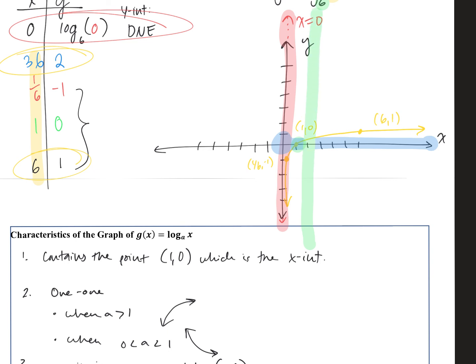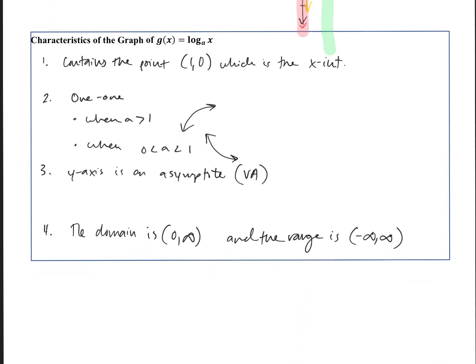So one thing you'll note is that the logarithmic graph and the exponential graph are very similar. They're just basically reverses of each other.